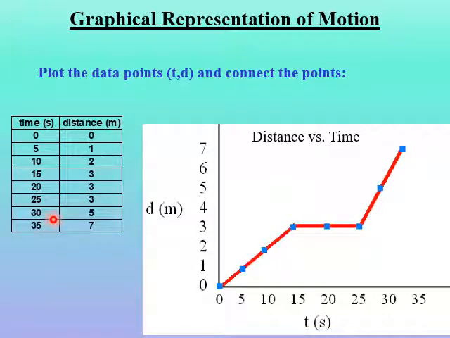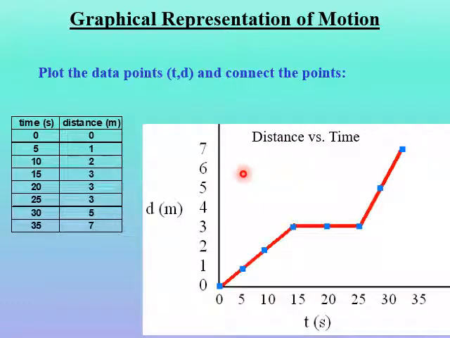And then during the last 5 seconds, she also covered 2 meters. So she went from 5 meters and finished all the way over at 7 meters. So what we're going to do here now is construct a very simple basic graph. This is a graph of distance or position versus time.